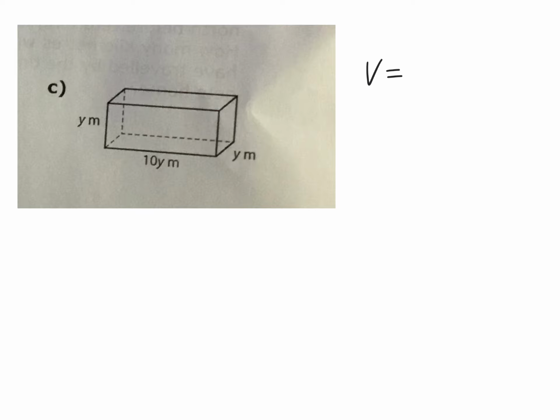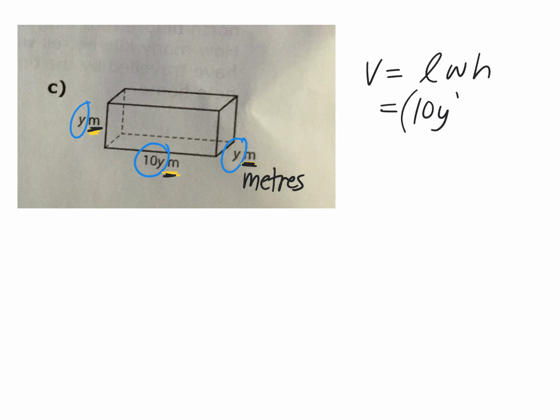Same thing. Volume of a cube. Length times width times height. What are the 3 things I'm multiplying together? Josh? 10y? What is this m here for, Mohammed? No, it's meters. It's just a unit. You're not putting that in your equation. So it would be 10y times y times y.